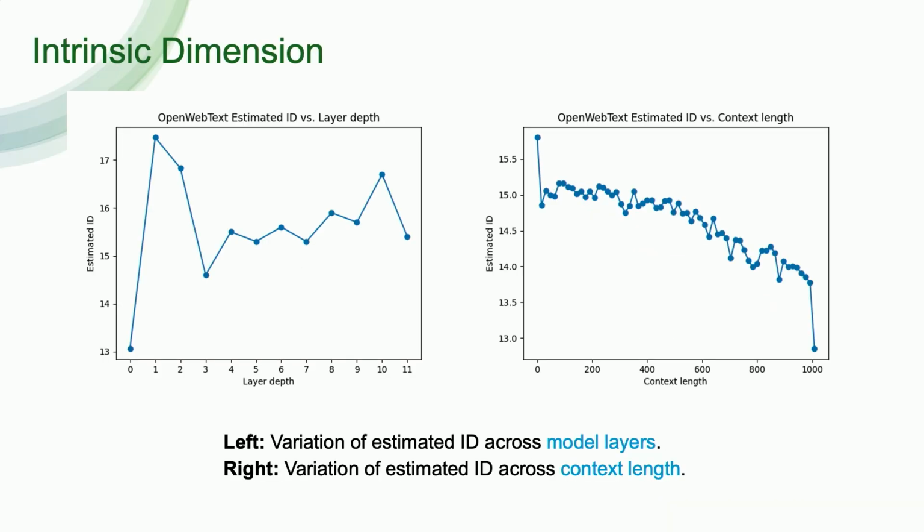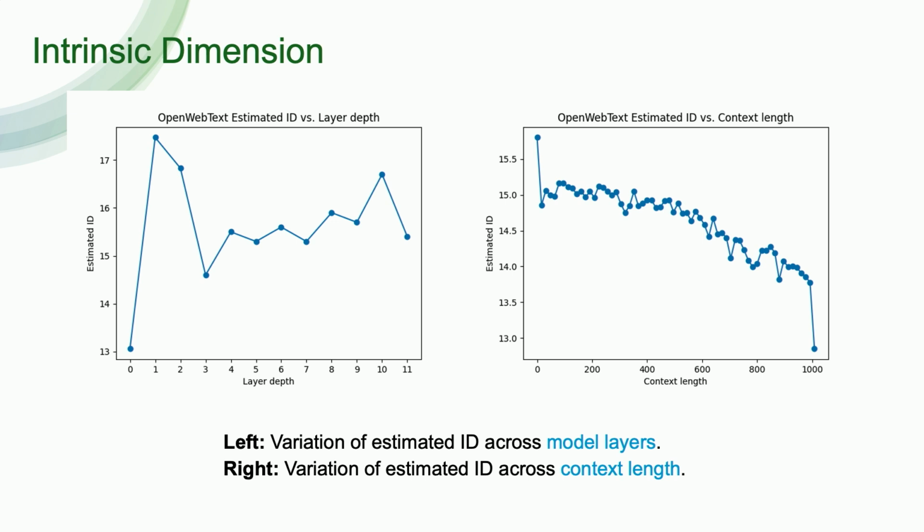Yes, and we did some ablation study for the intrinsic dimension. The left part is about features extracted at different layers of the transformer. This GPT model has 12 layers, so we extracted the feature at every layer and estimated the intrinsic dimension. It fluctuates a little bit from layer to layer, but not so much. It's still between like 10 to 20.